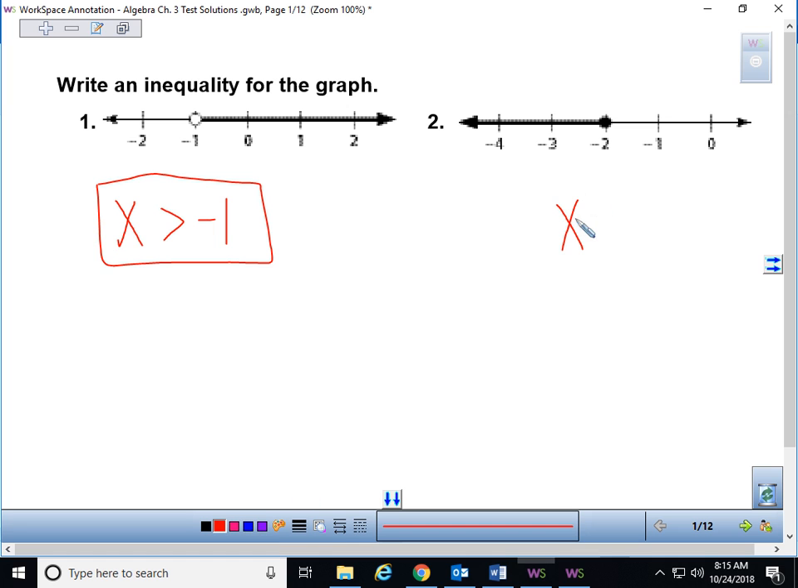Question 2, it's the same idea. I already started with my variable on the left. Let's figure out the inequality symbol. So I have a closed circle, so that narrows it down to less than or equal to or greater than or equal to. We have to look at the arrow to decide which one. If the arrow is pointing to numbers less than -2, then we know it's less than or equal to. If the arrow is pointing to numbers greater than -2, then it's greater than or equal to. So let's see, our arrow is pointing to numbers like -3, -4, so on and so forth. Those numbers are all smaller than -2. So this means my inequality symbol is less than or equal to the number -2. And that's it.